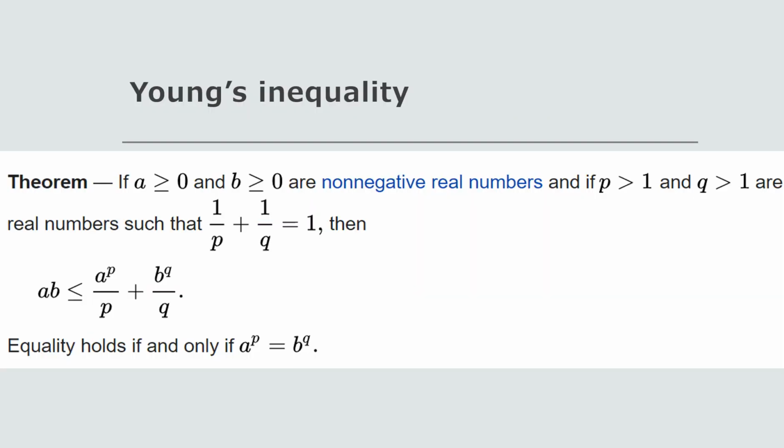Young's inequality says that if a is greater than or equal to 0 and b is greater than or equal to 0 are non-negative real numbers, and p larger than 1 and q larger than 1 are real numbers such that 1 over p plus 1 over q is 1, then we have this: a to the p divided by p plus b to the q divided by q is larger than or equal to ab. And equality holds if and only if a to the p equals b to the q.